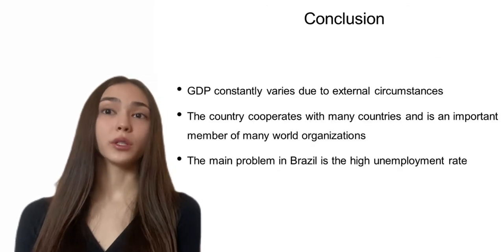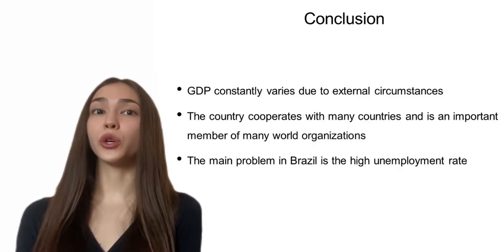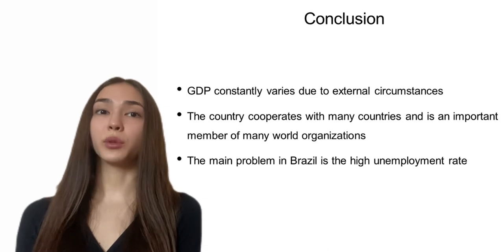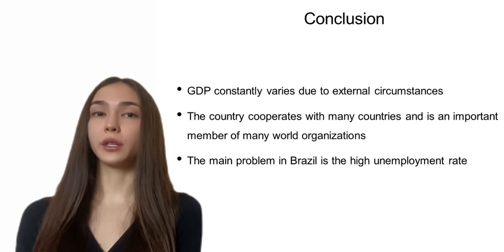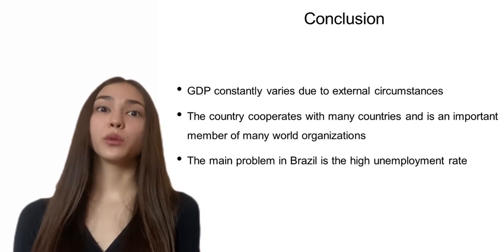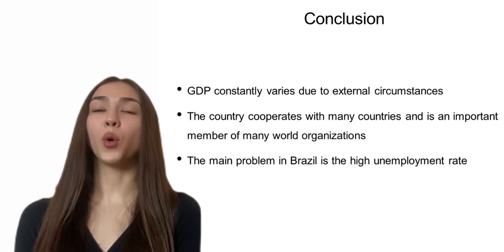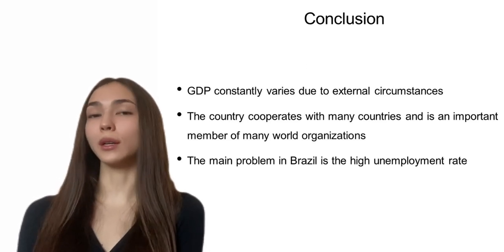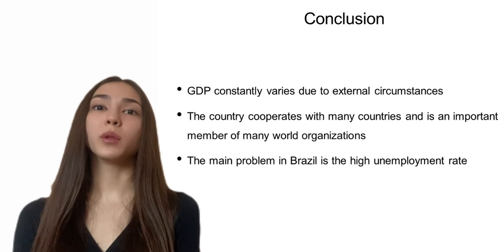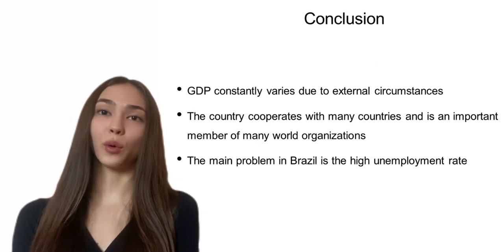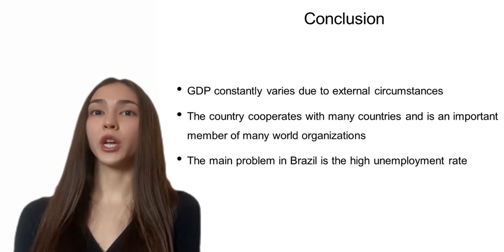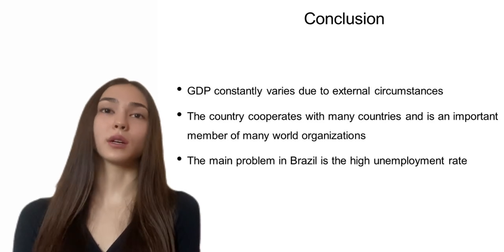In conclusion, GDP constantly varies due to external circumstances, as Brazil's economy is export-oriented. The country cooperates with many countries and is an important member of many world organizations. The main problem in Brazil is the high unemployment rate, which has not changed for more than 7 years.